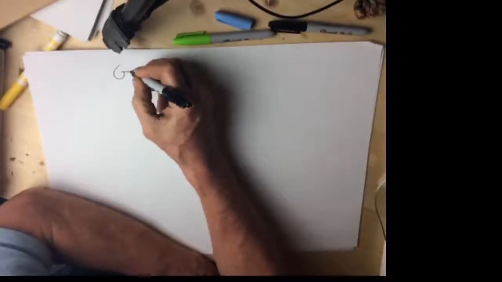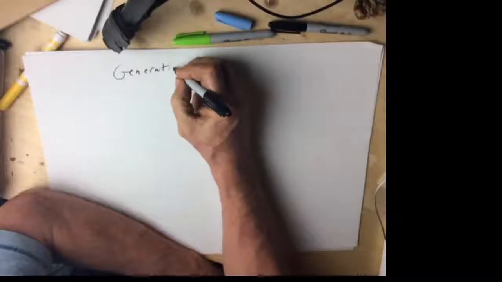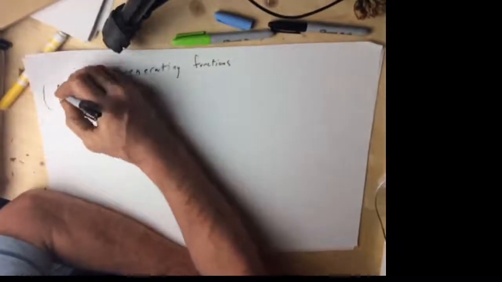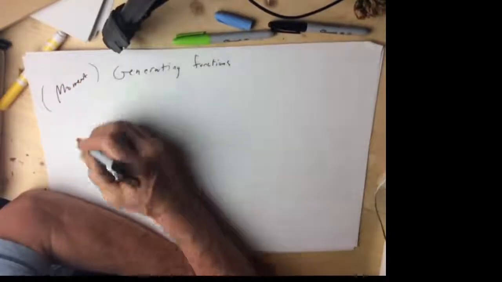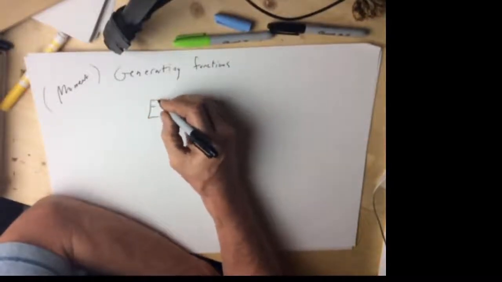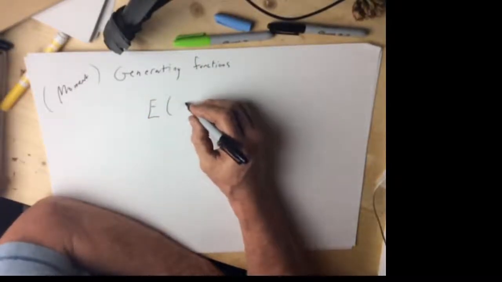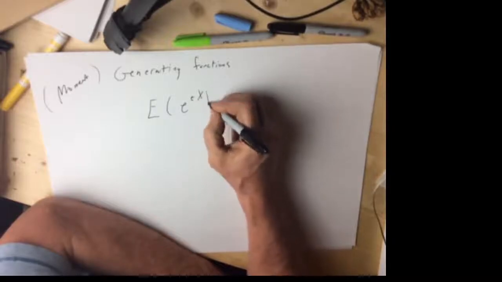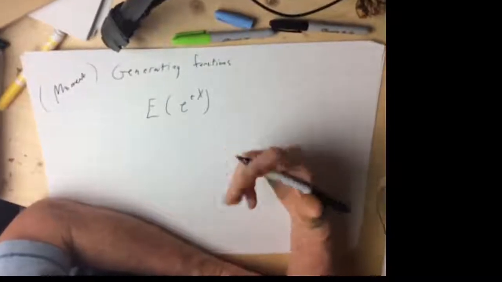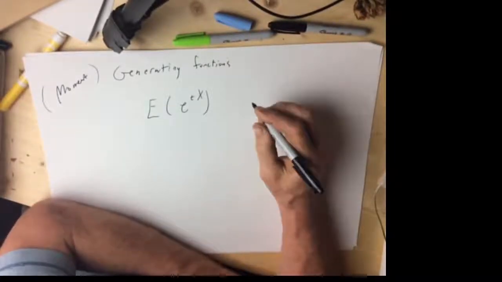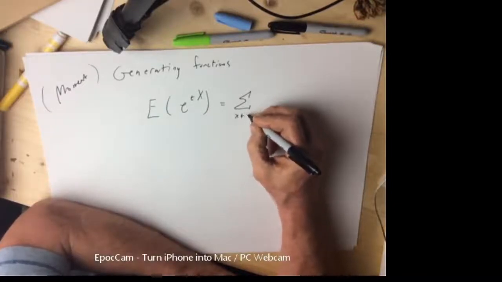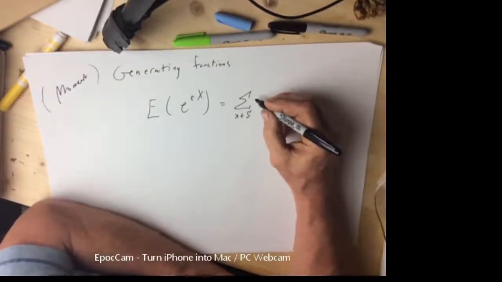Okay, so today we're going to talk about generating functions. And in general, we usually refer to them as moment generating functions. So first off, I'm going to define the expectation of e to the tx as my function of study. And we're going to begin by noting that this is a fairly simple form.